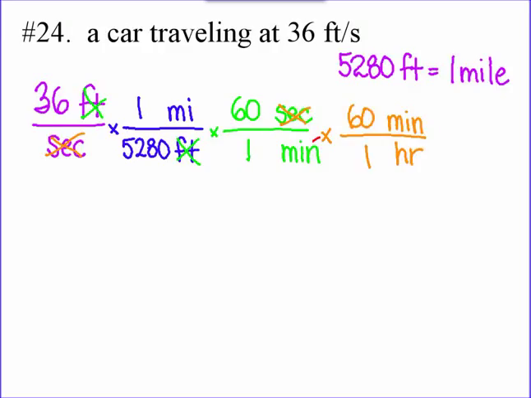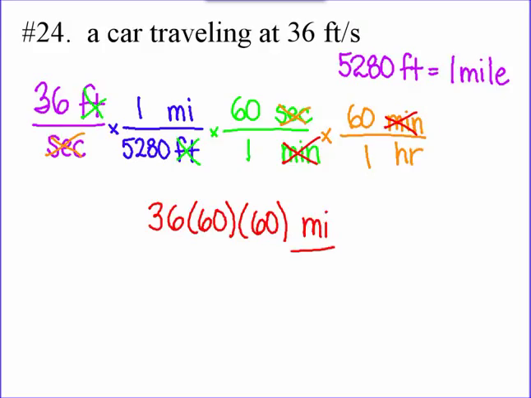So now cancel, cancel. On the top I have miles, on the bottom I have hours. We're good to go. All we need to do is calculate this. I need to take 36 times 60 times 60, and that'll be my miles. On the bottom, I've only got 5,280 and then hours, times 1. That's what I need to calculate.